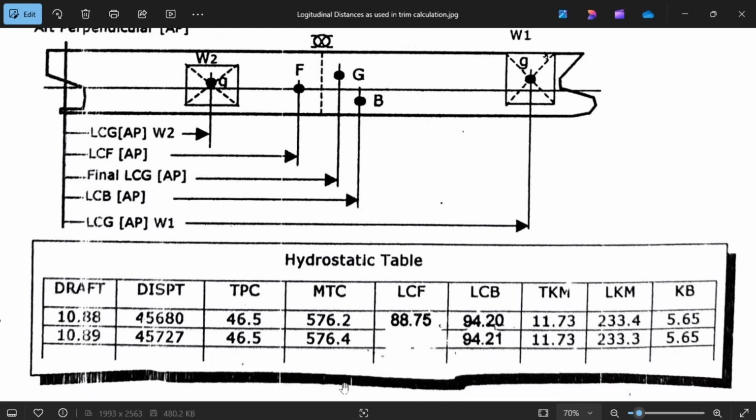Now, from the hydrostatic table, LCF and LCB are always positive. So if this is your draft, your LCB, longitudinal center of buoyancy, is positive 94, and at this draft the LCB is positive 94.21, and your LCF is positive 88.75. Okay, all the signs here are positive, your LCF and LCB.